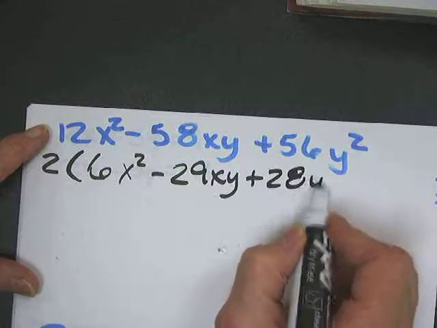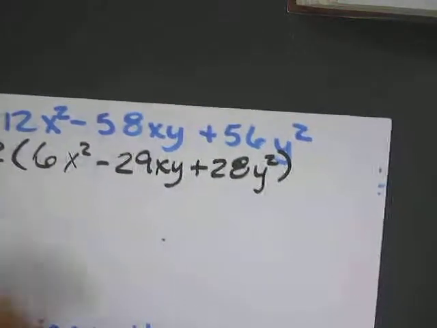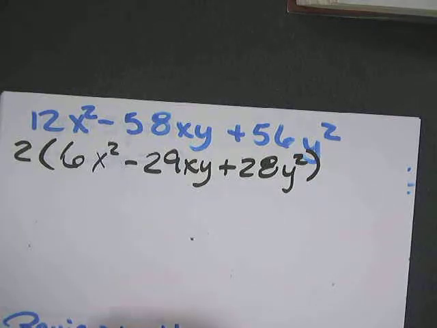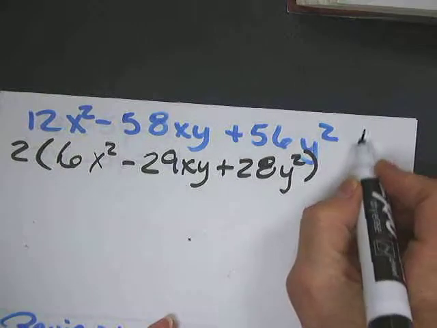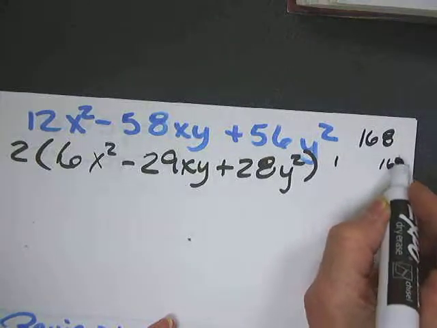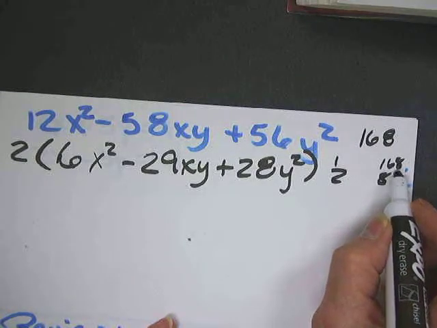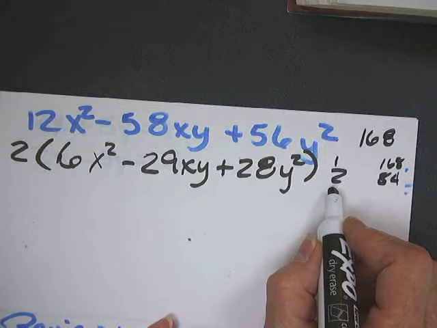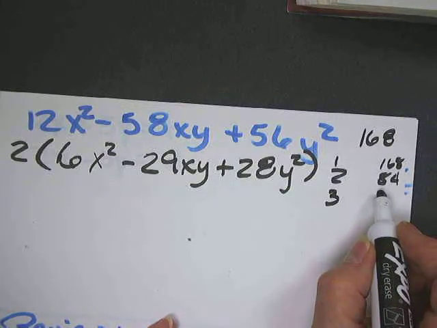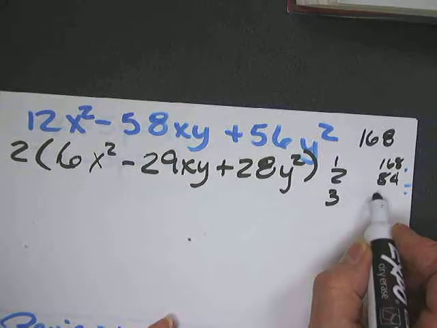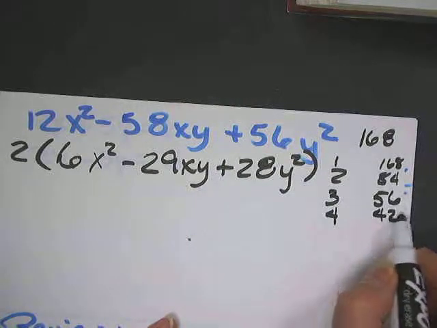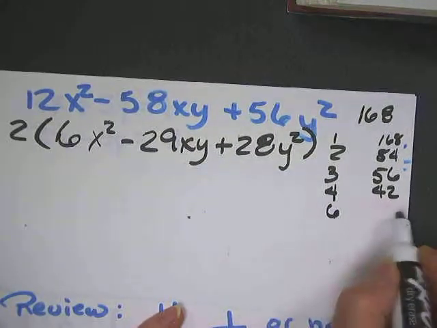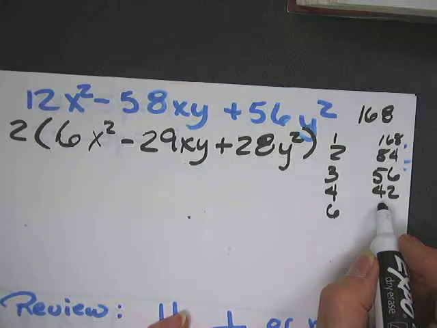Common factor first. 2. Probably not 4, huh? Okay, so 2, no x. Okay, so this one is 6 x squared minus 29 x y, plus half of that, 28 y squared. Okay, 6 times 28. Woo, that's a big one. It may not work, but let's do 1 is 6 times 28.